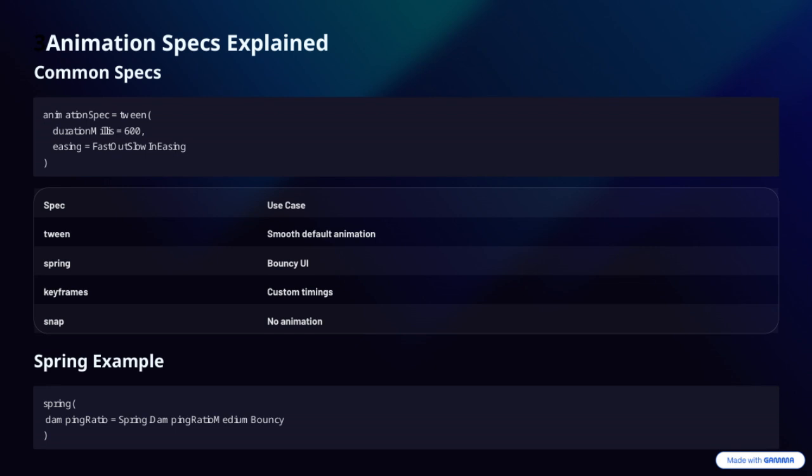Here, we're using a tween with a duration of 600 milliseconds and an easing function called fast out slow in easing. This easing creates a quick start and a gentle slowdown, making the motion feel more natural and pleasing to the user. Finally, under common specs, we see that animation parameters like these are essential for defining how your animations behave. They help ensure consistency across your app and can be tailored to fit the mood or style you're aiming for. To sum up, understanding these different specs and how to customize them allows you to craft animations that enhance user experience, making your app feel more polished and engaging.